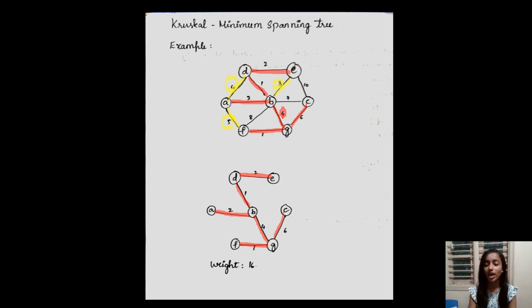After this, finally, we have to add all the weights so that we'll get the total weight of the minimum spanning tree. Here, 2 plus 2 plus 1 is 5, plus 6 is 11, plus 4, 15, plus 1 is 16. So the total weight of the minimum spanning tree is 16 here.